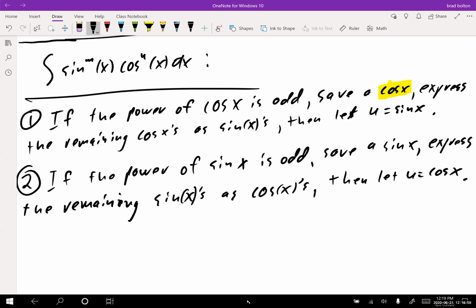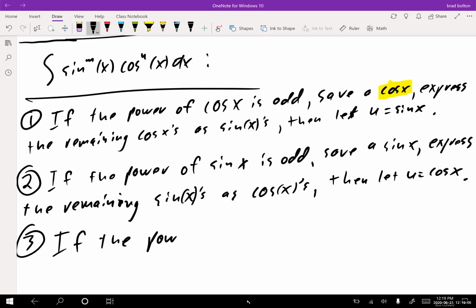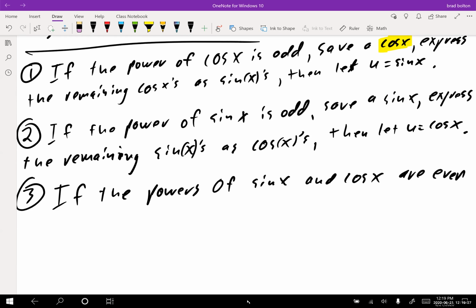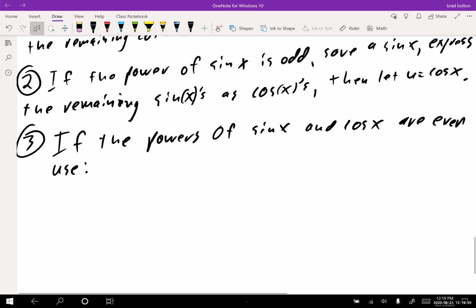All right. So now step 3 is a scenario we didn't talk about. It said, what if the powers of sine x and cosine x are even? Here's what we'll do for this one. If they're even, let's use the following. So you guys memorize these. You may already know them. These are variations of the half angle formula. I sometimes call them power reduction, but I think the book uses power reduction differently than I do. So let's just call them the variation of the half angle formula.